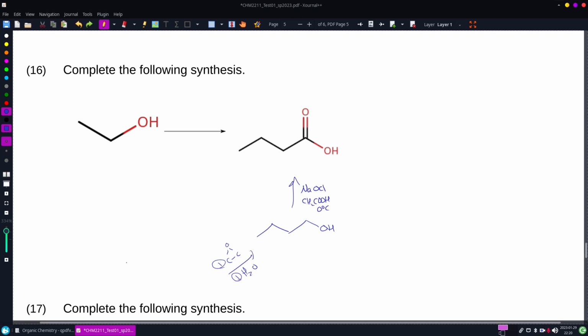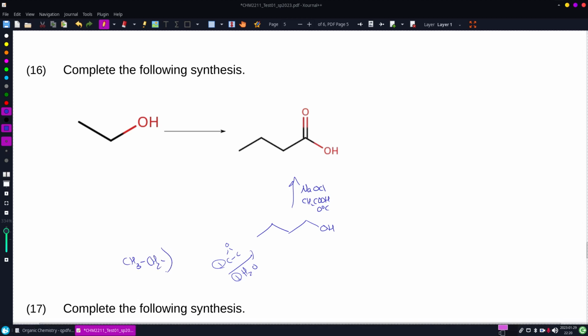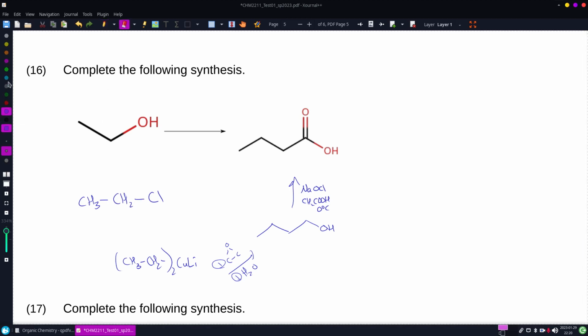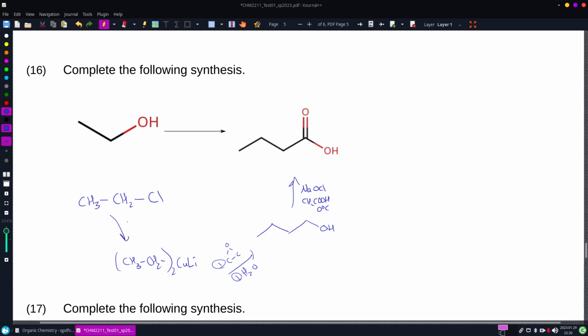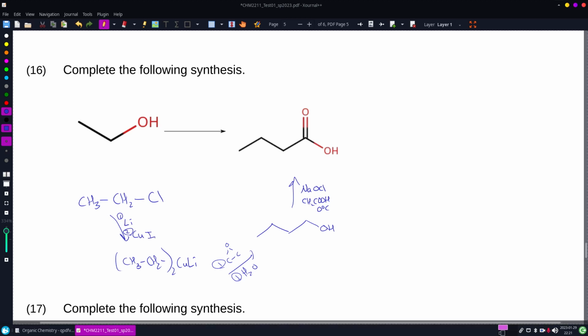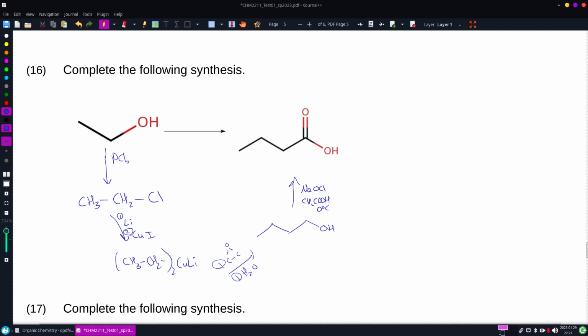Actually, I'm going to draw that differently. Two carbons as something like an organometallic. Well, that's okay. We can make that out of two carbons that happen to have a halogen on there. I got that arrow backwards. That would have happened if we put that in with some lithium, followed by some copper(I) iodide. And I can make the halide by reflecting on my alcohols chapter, with some PCl3.